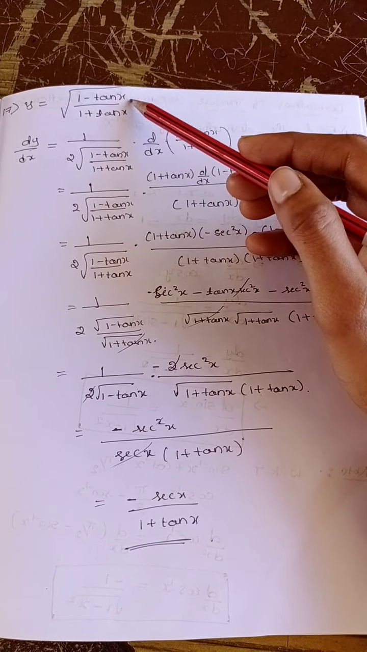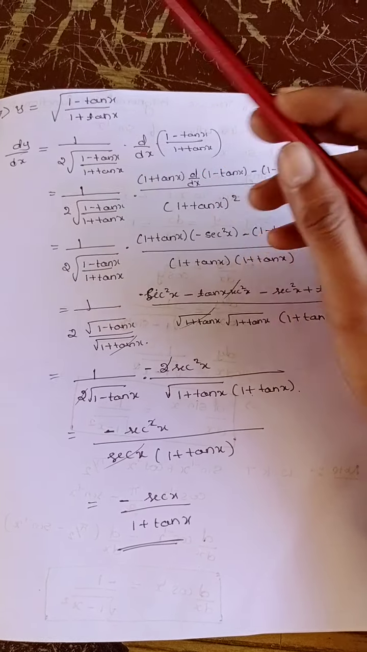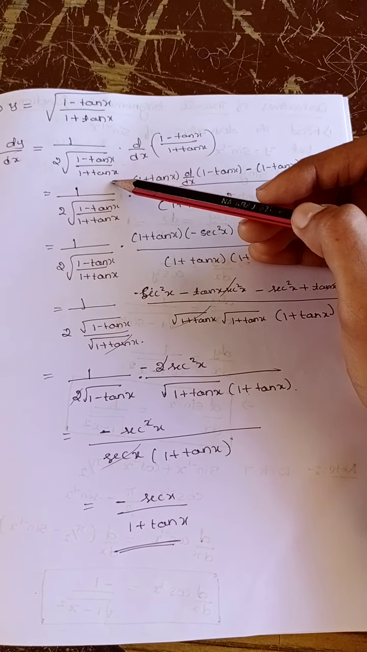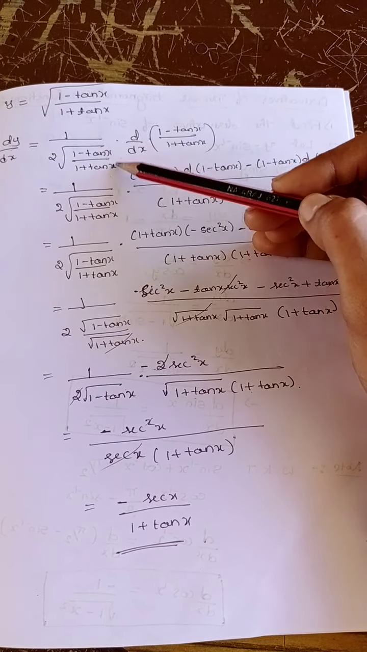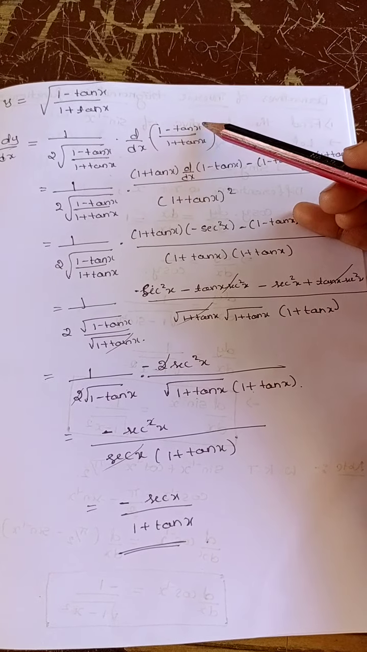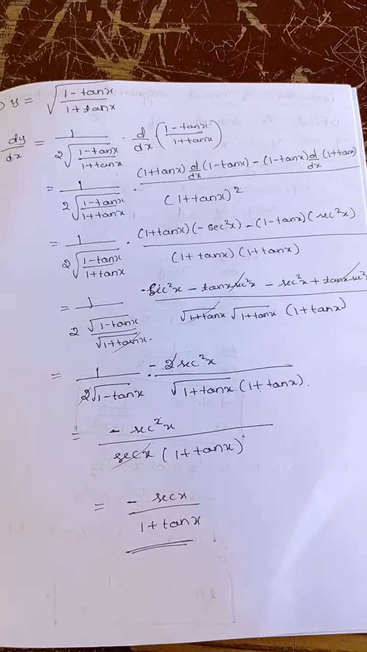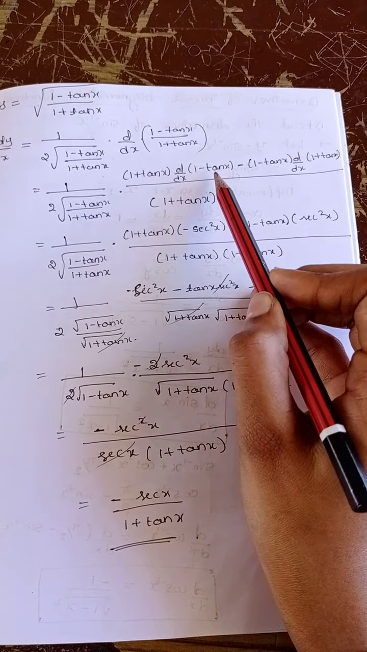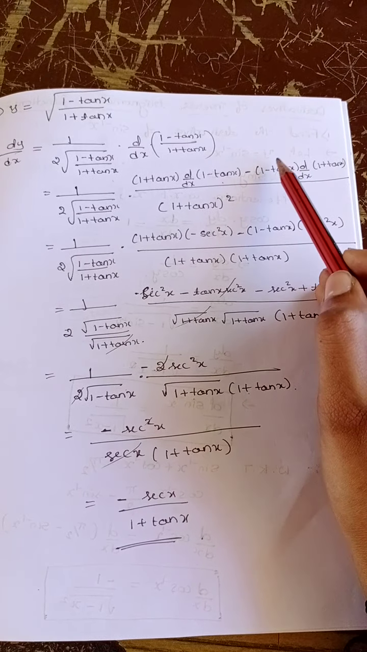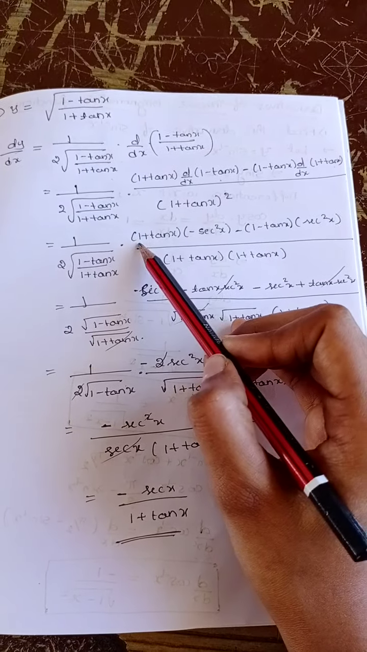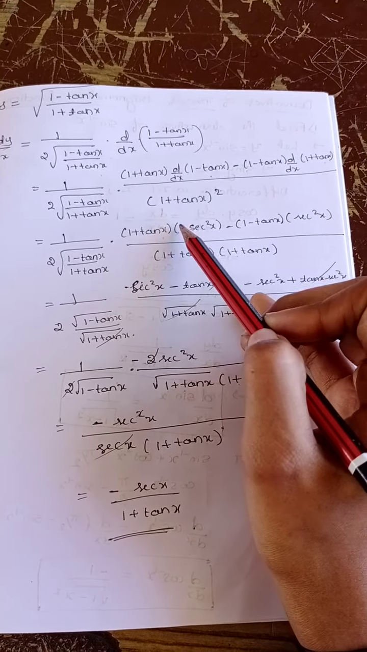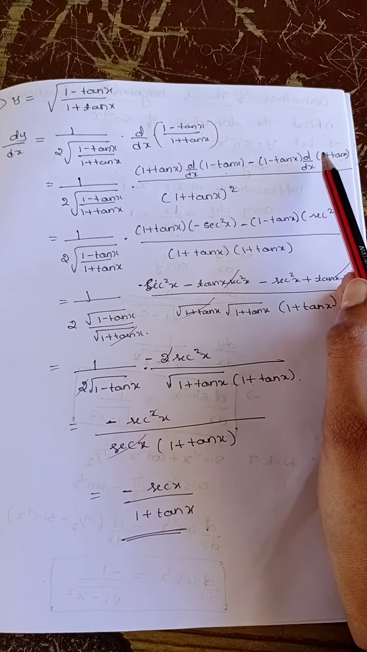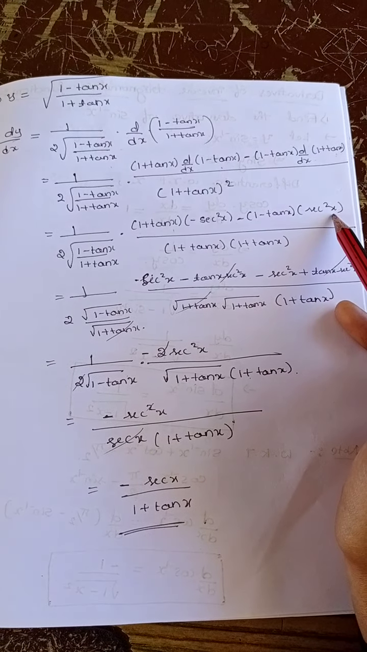y is equal to the square root of 1 minus tan x divided by 1 plus tan x. Similar to the last problem, dy by dx is equal to 1 by 2 times the square root of 1 minus tan x divided by 1 plus tan x into the differentiation of the term inside the square root, that is 1 minus tan x divided by 1 plus tan x. Here again you have to use the quotient formula, that is equal to denominator square into denominator into differentiation of numerator minus numerator into differentiation of denominator, that is 1 plus tan x, the differentiation of 1 is 0 minus, as it is, the differentiation of tan x is secant square x, minus 1 minus tan x, the differentiation of 1 is 0 and the differentiation of tan x is secant square x.